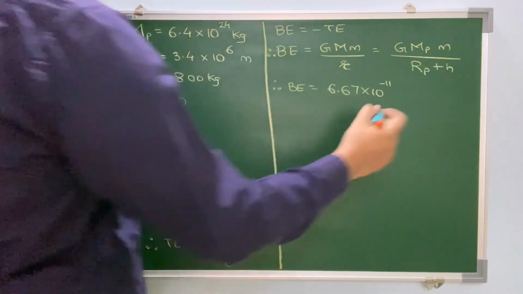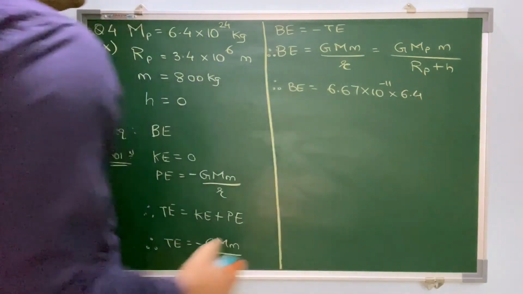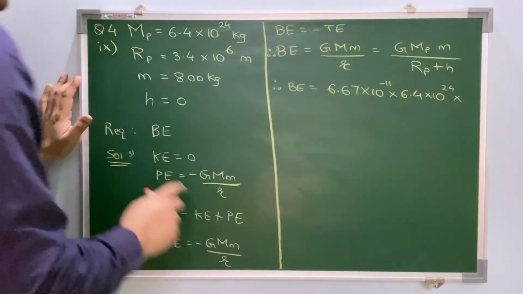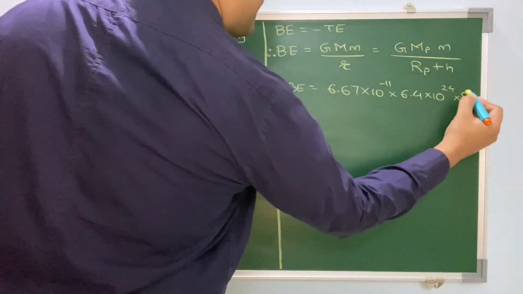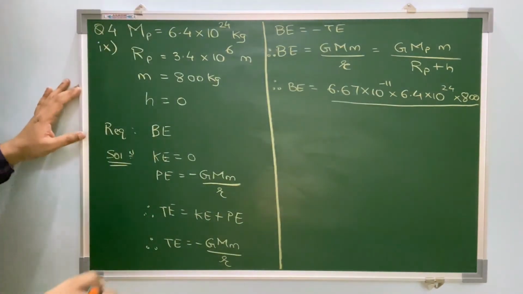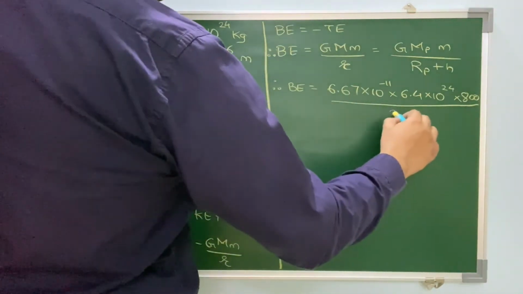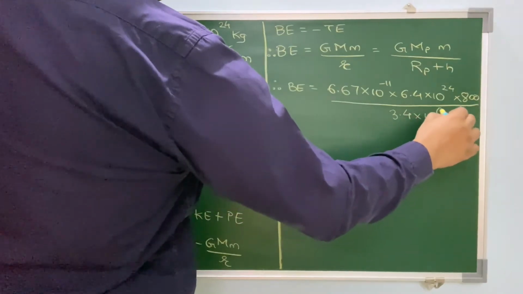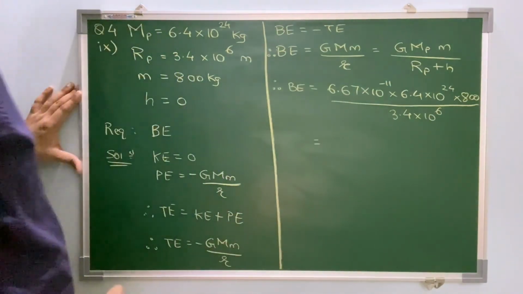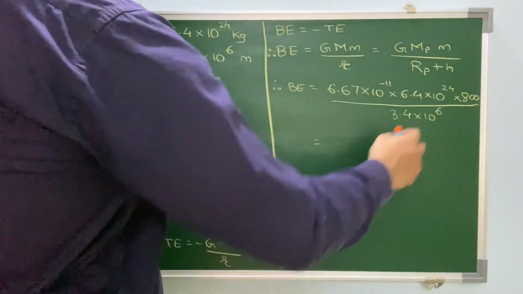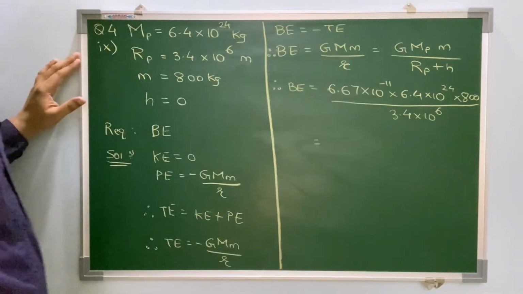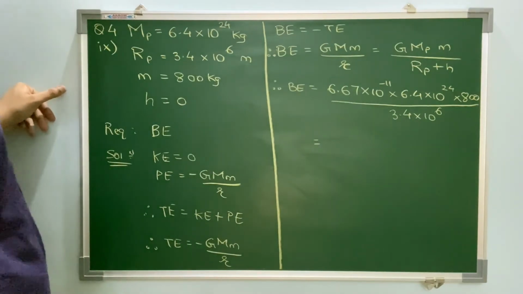MP is 6.4 into 10 raised to 24, into small m is nothing but 800 kg, divided by capital R plus h is 0, so I'm just going to substitute 3.4 into 10 raised to 6. So let's just adjust the powers of 10 first. 24 and these two zeros makes it 26. 26 minus 10 is 16, minus 1 more is 15.